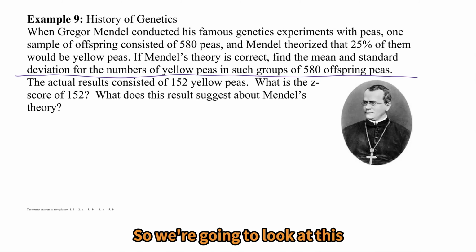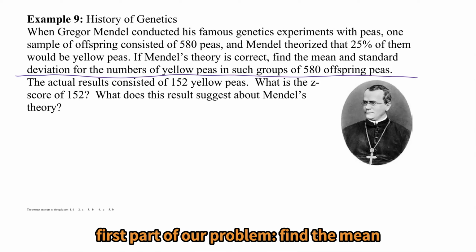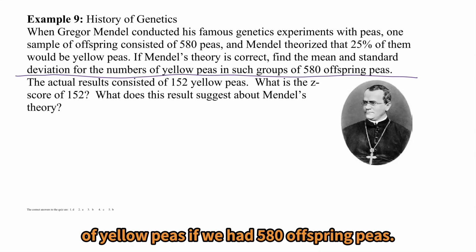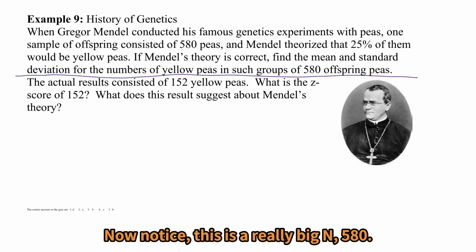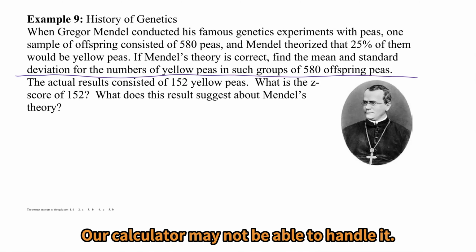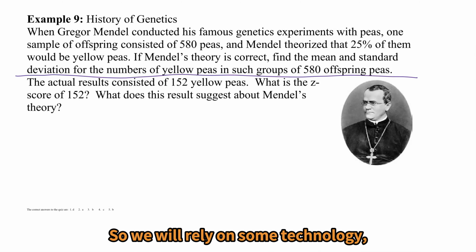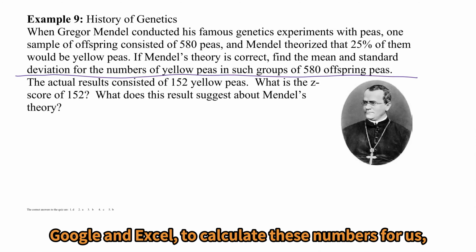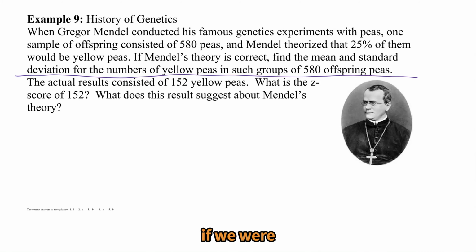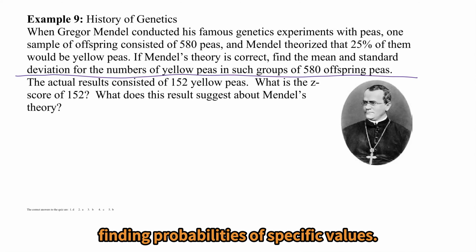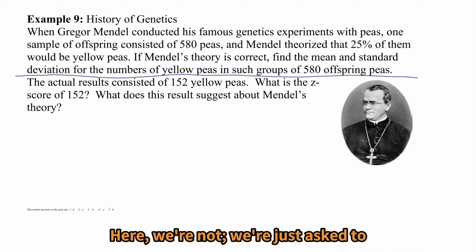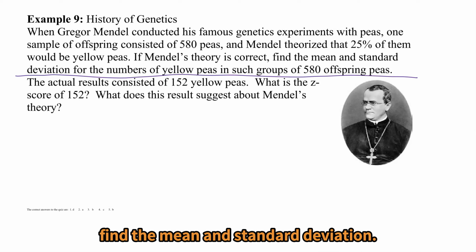So we're going to look at this first part of our problem, find the mean and the standard deviation for the numbers of yellow peas if we had 580 offspring peas. Now notice, this is a really big n, 580. Our calculator may not be able to handle it. So we will rely on some technology, Google and Excel, to calculate these numbers for us, if we were finding probabilities of specific values. Here we're not. We're just asked to find the mean, the standard deviation.